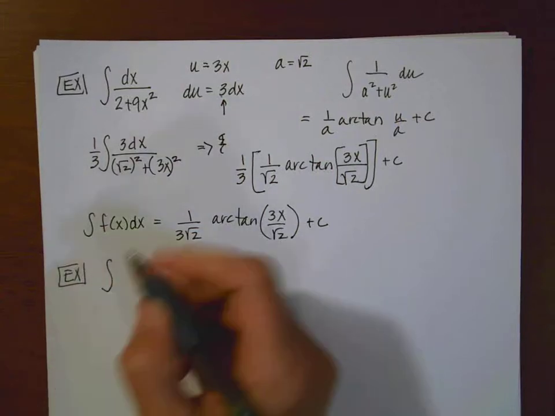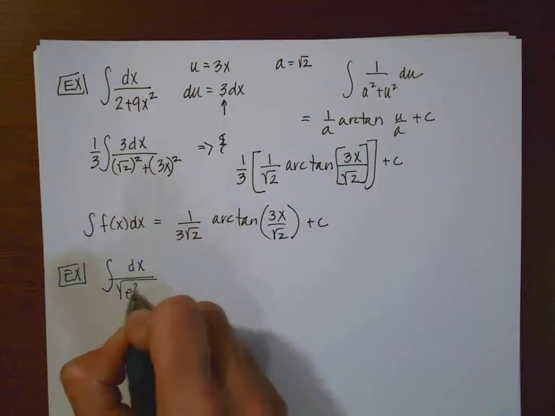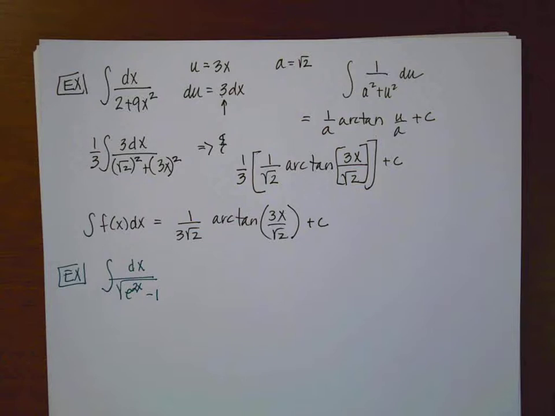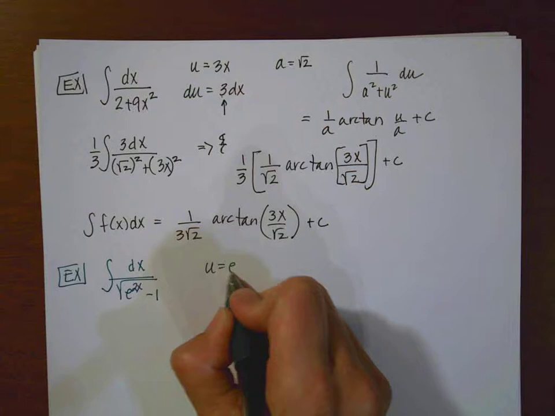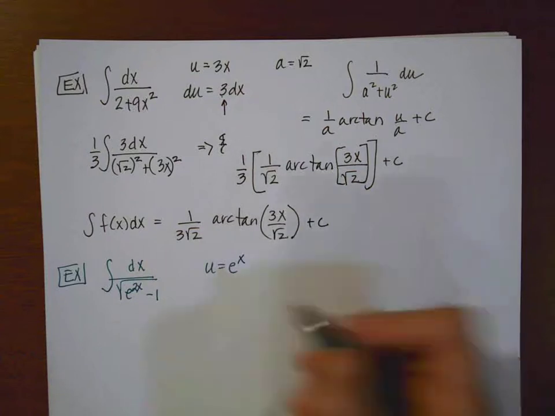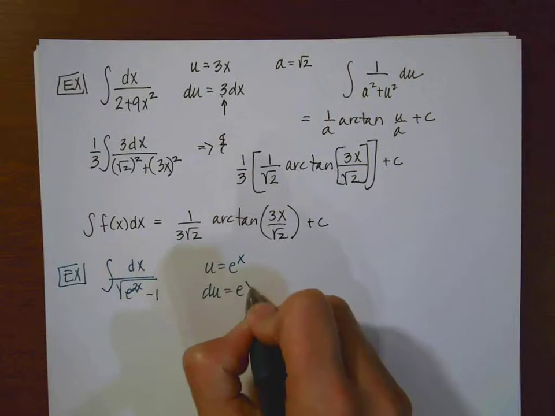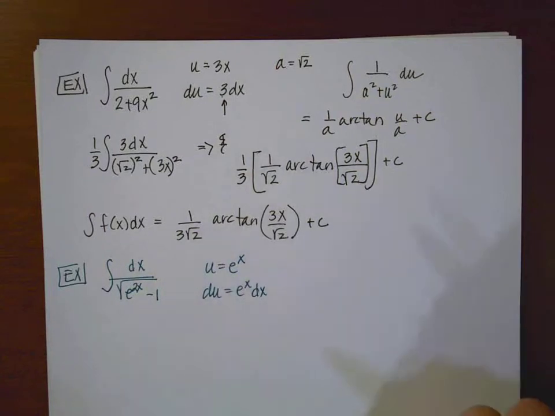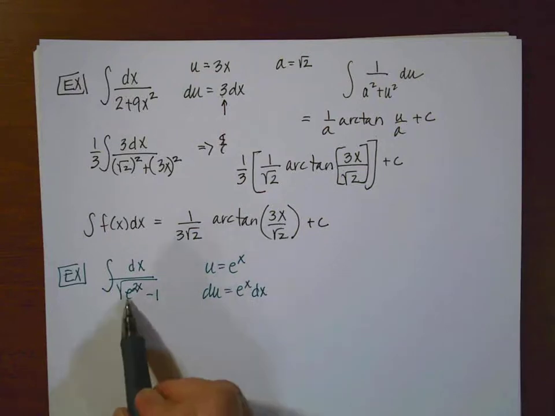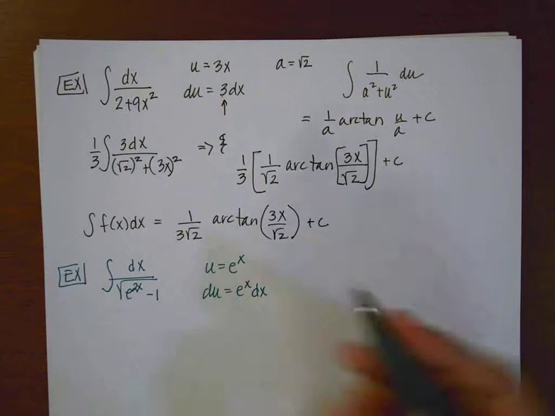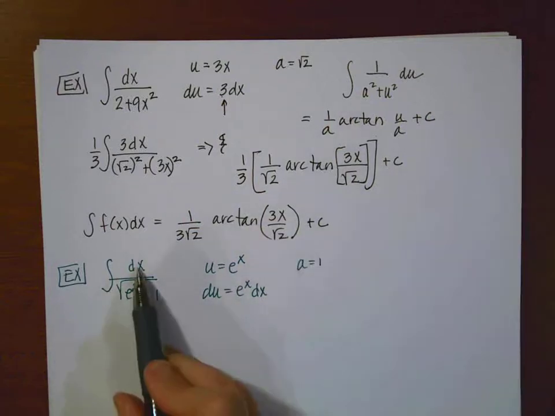Alrighty. So in my next one, I want to have the integral of dx over e to the 2x minus 1. So I'm going to let u equal e to the x. So then du is e to the x dx. This was a wee bit tricky because notice that if I have u, this is going to be u squared minus a squared. So a is going to equal 1.